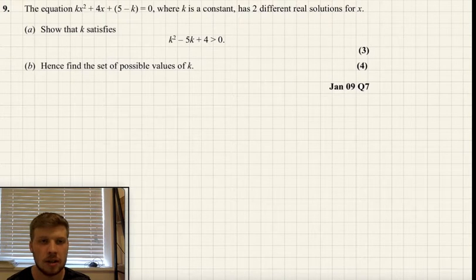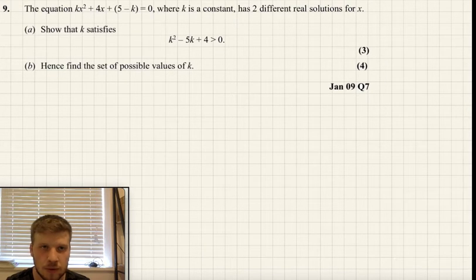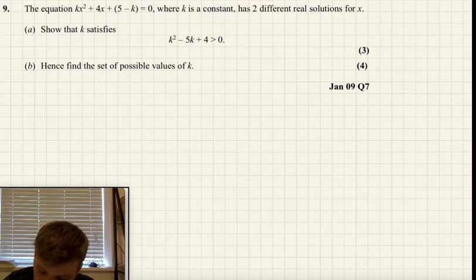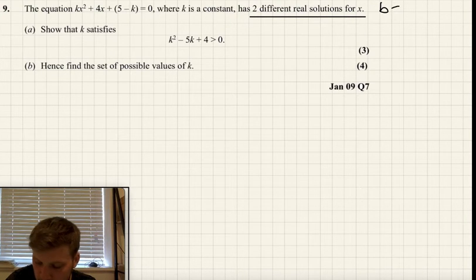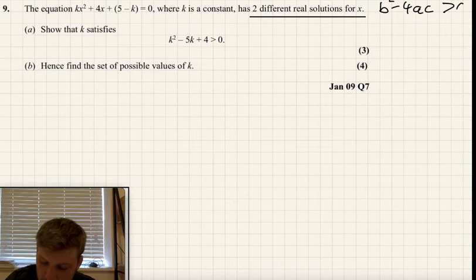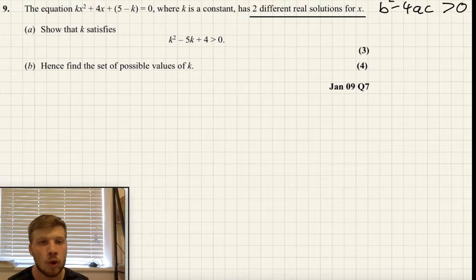I'm going to quickly start this video by saying that this is question 9 of your homework. The equation kx squared plus 4x plus 5 minus k equals 0, where k is a constant, has two different real solutions. So what this means is that, from two different real solutions, we know that our discriminant of b squared subtract 4ac has to be greater than 0. What do we do from here?